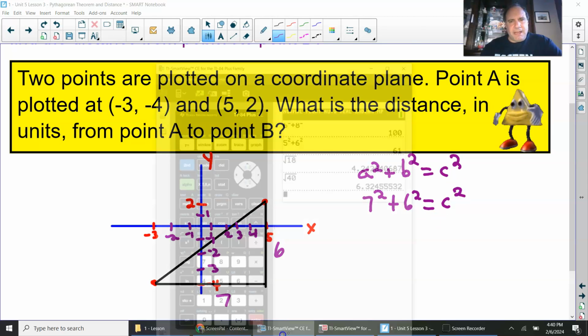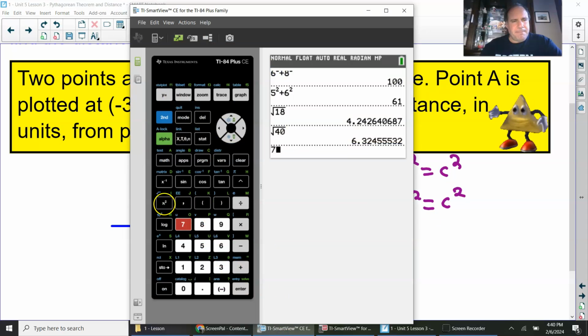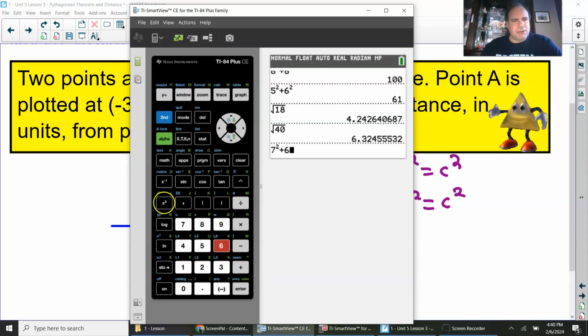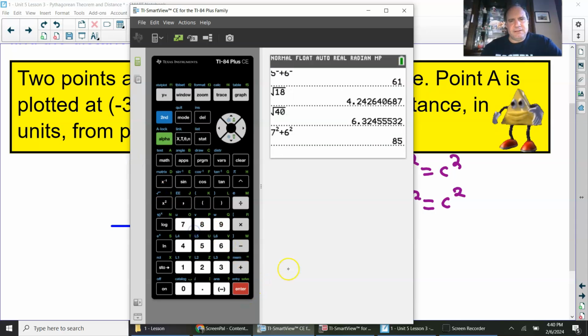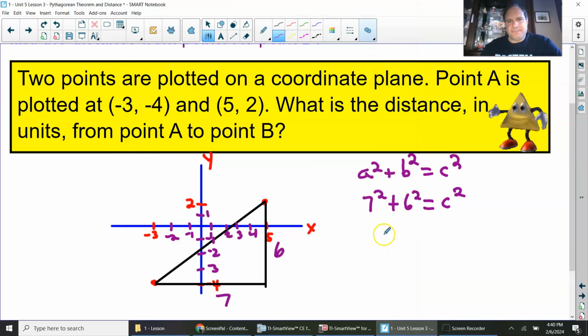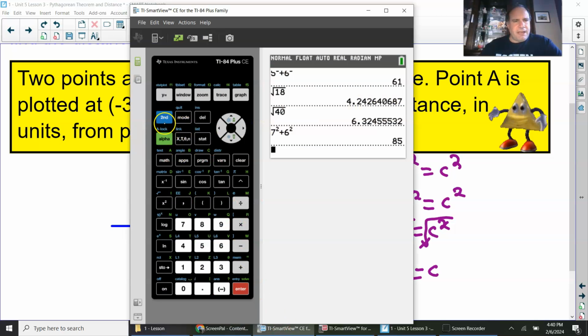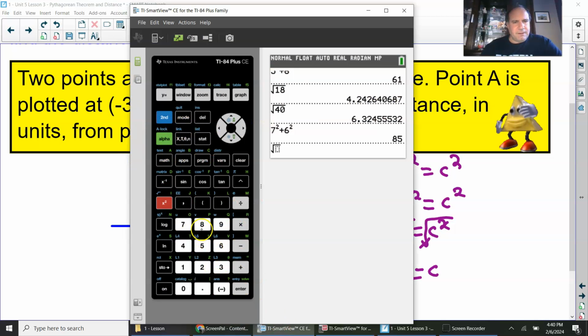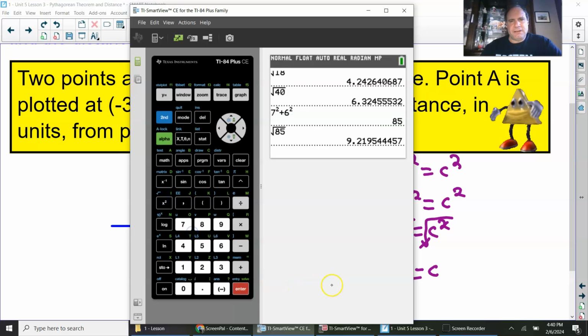So I have 7 squared plus 6 squared equals c squared. And I'm going to grab my calculator, do 7 squared plus 6 squared, just to make sure what that is. It is 85, equals c squared. Square root, this cancels, c equals square root of 85, rounded to the nearest tenth, is 9.2.